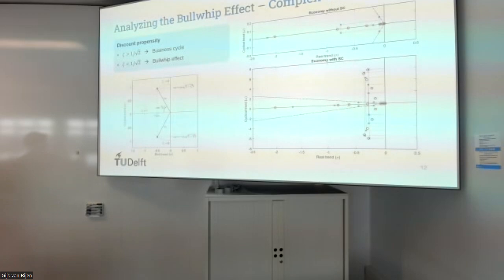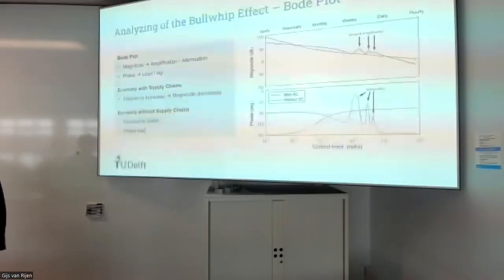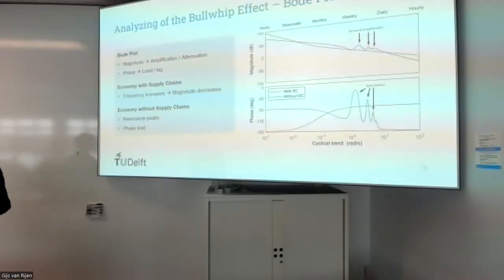And resonance really causes an amplification of the signal which propagates through the system. And to really grasp this, this causes the bullwhip effect. And to grasp this better, I can show it using another plot, which is known as a Bode plot. This is also a frequency domain figure. So we're looking at the same transfer function. However, now we're plotting both the magnitude and the phase.